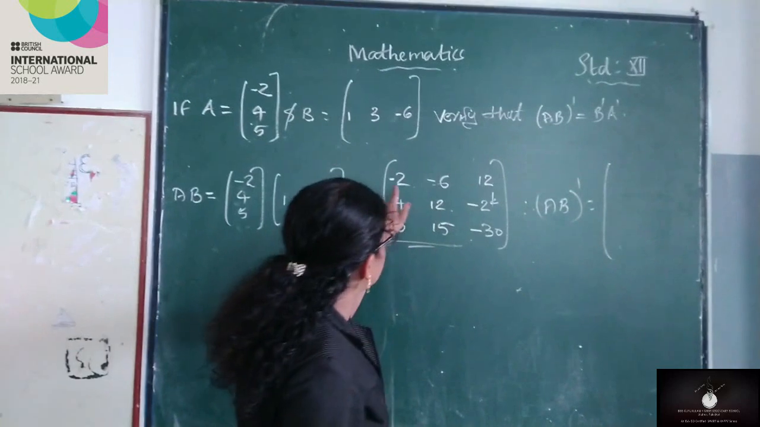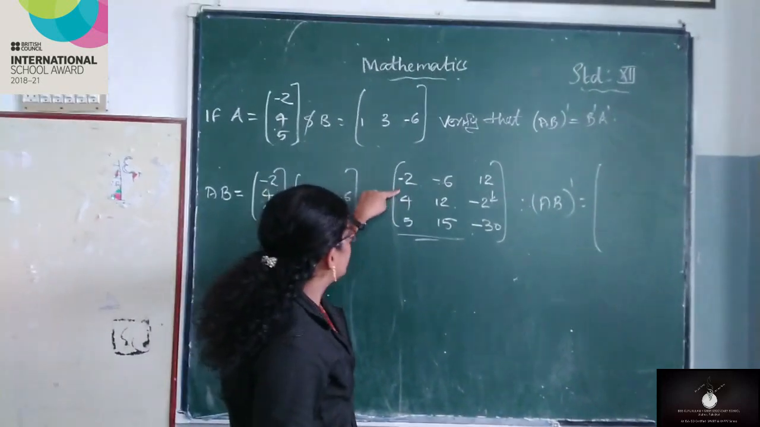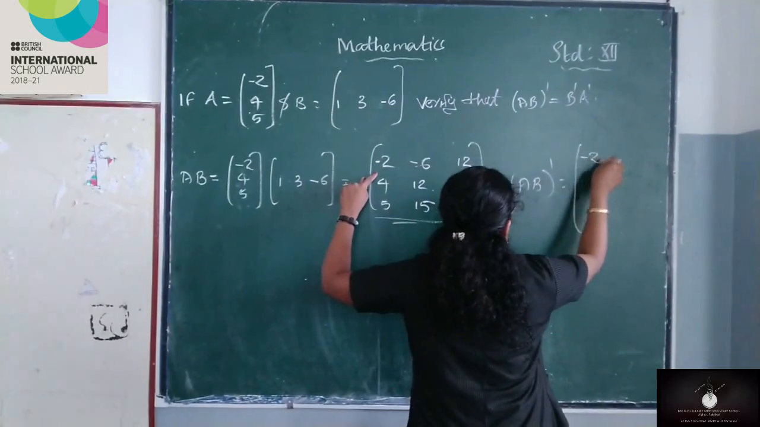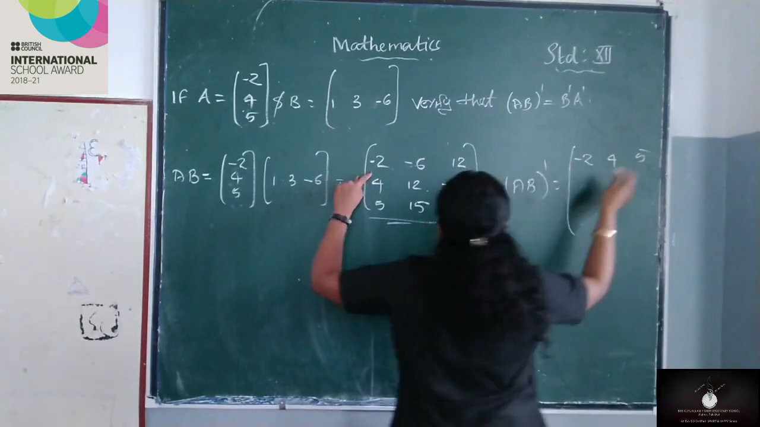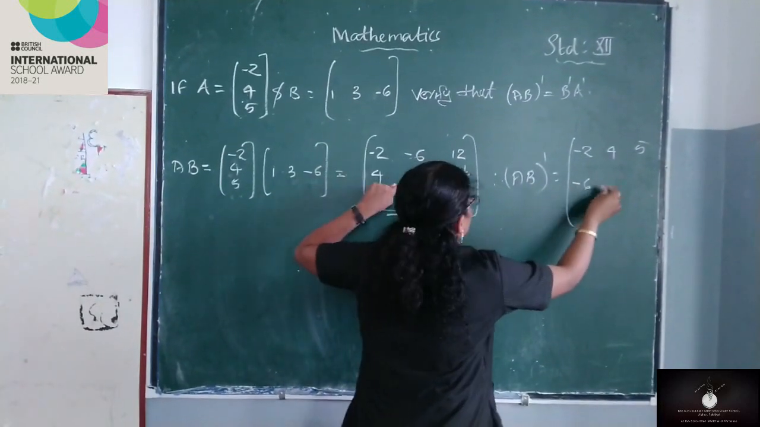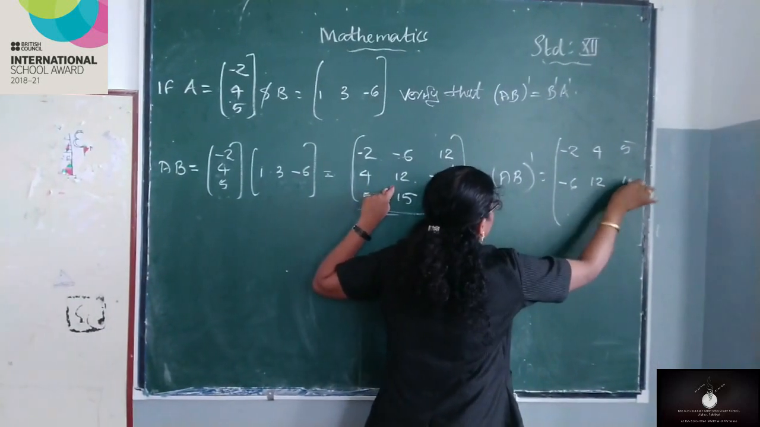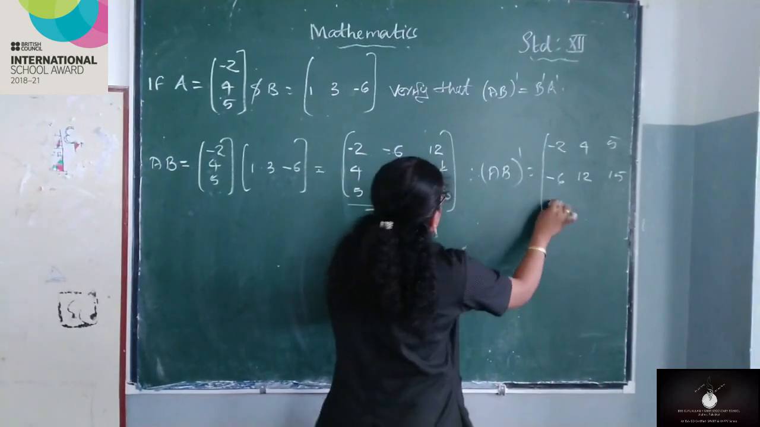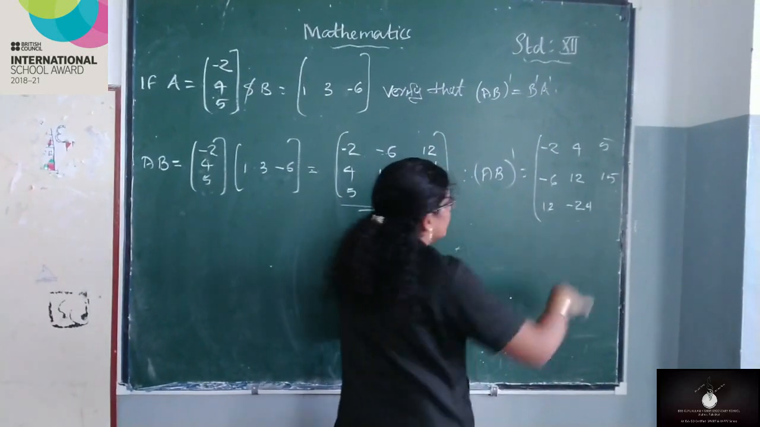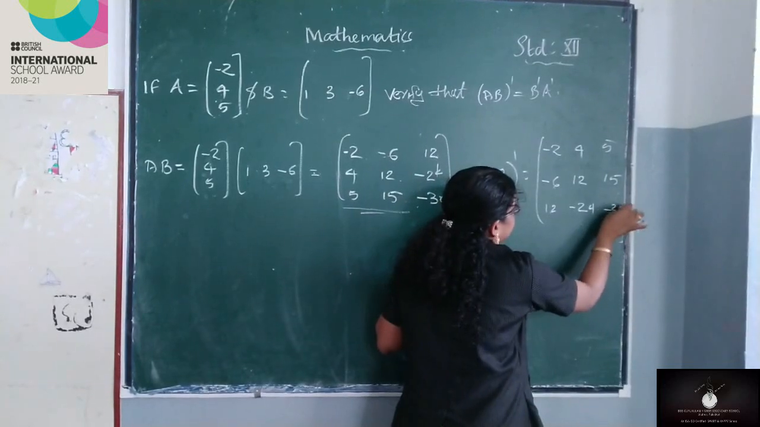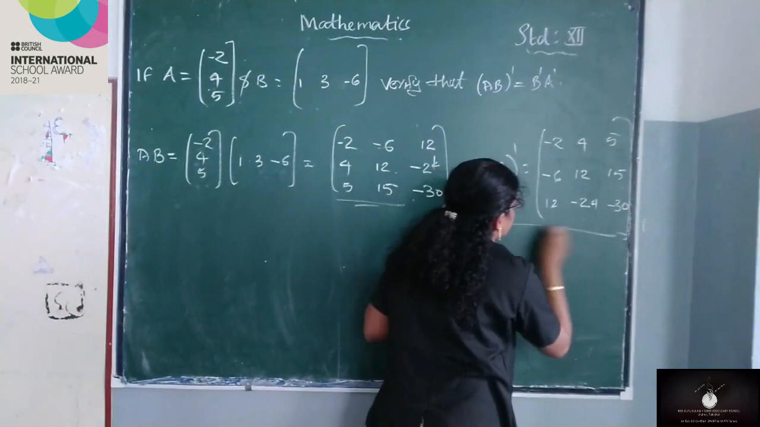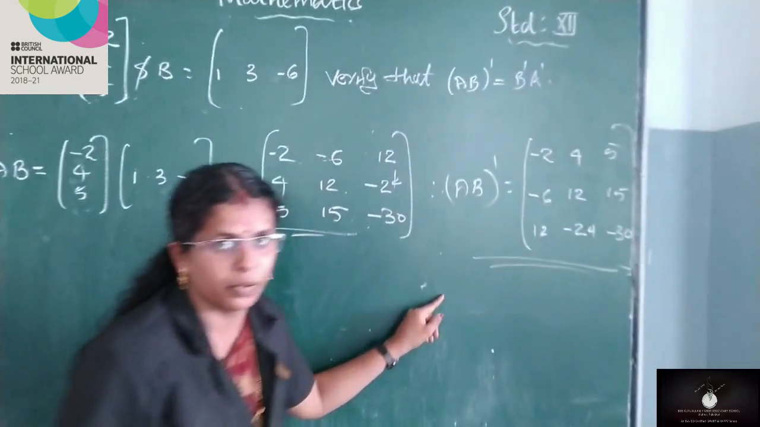You can interchange the rows and columns. So minus 2, 4, 5, then minus 6, 12, 15. The third row is 1, 12, minus 24, minus 13. So we got the AB whole transpose.